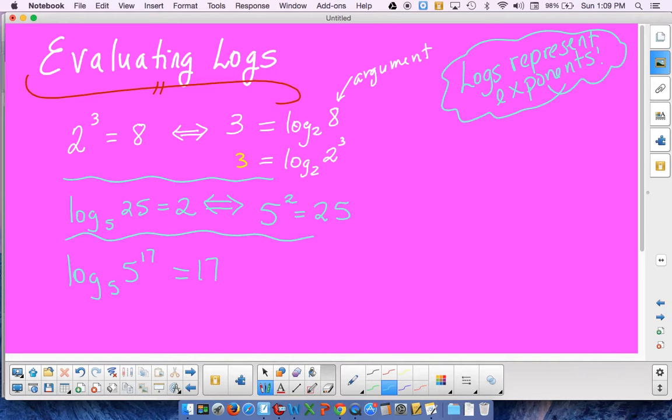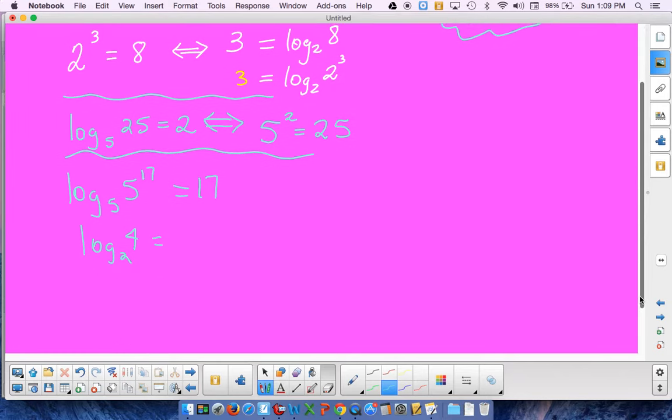So what if I asked you to do log base 2 of 4? Can you rewrite 4 as a base 2? Since that's a base 2 log, can I write 4 as a base 2? Sure, it's 2 squared. That's too many 2's here, but the answer, because the bases are the same, is the exponent 2.